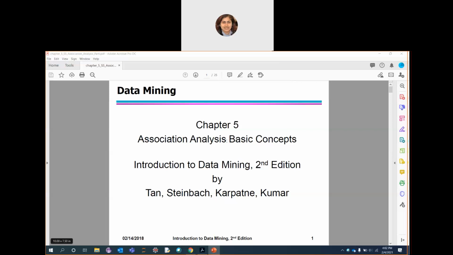In that large amount of data, we are going to analyze the data in such a way that we will be able to extract meaningful patterns and associations. Those associations will help users or humans to get into some meaningful implementation.